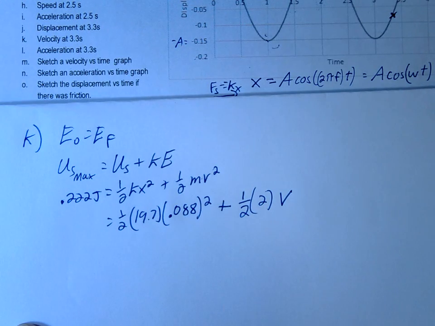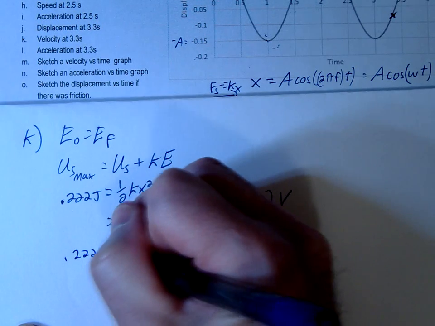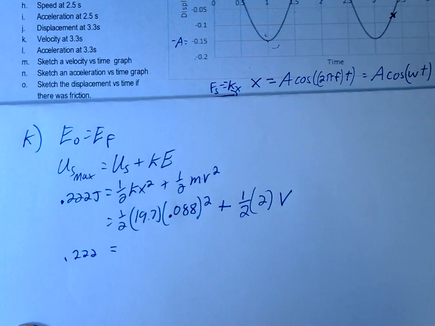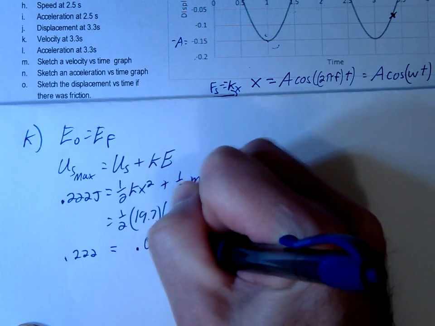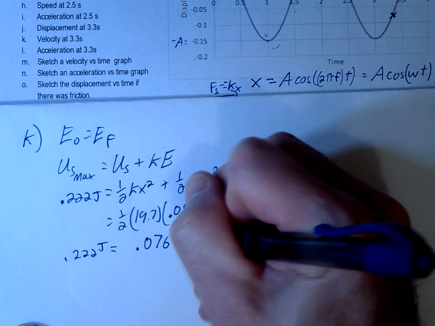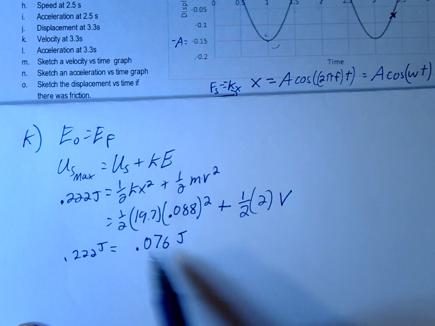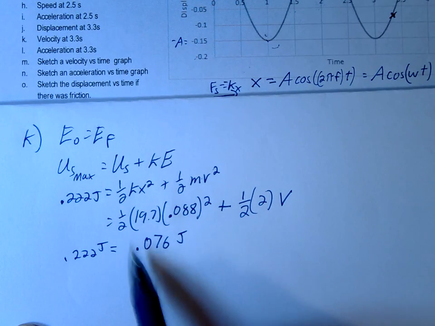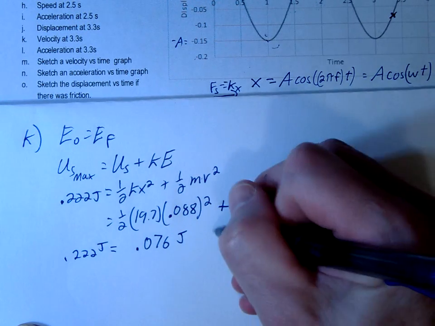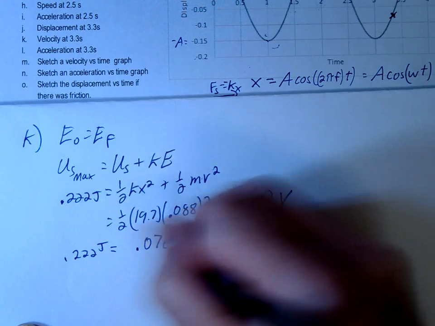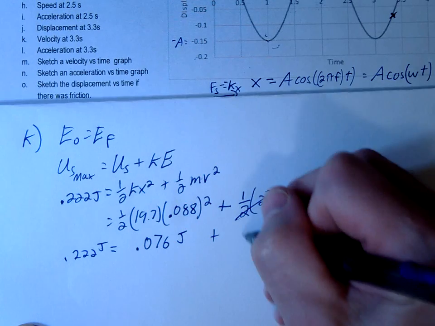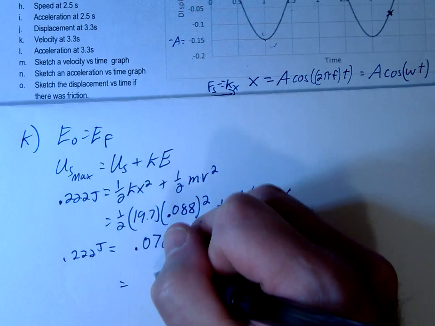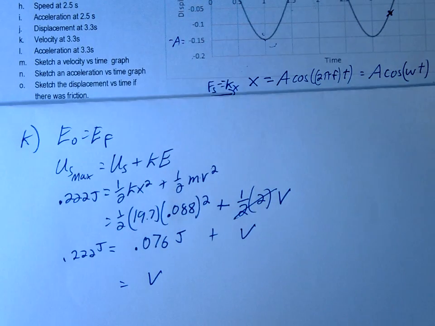Alright, so do the math on this. 0.222 equals, I'll do a little baby step. You get this right here is going to be 0.076. Remember, this is energy. So this was our starting energy. We now have this amount of potential, and then this is going to turn into the difference in kinetic. Okay, solve for v, and I get a v of 0.382.